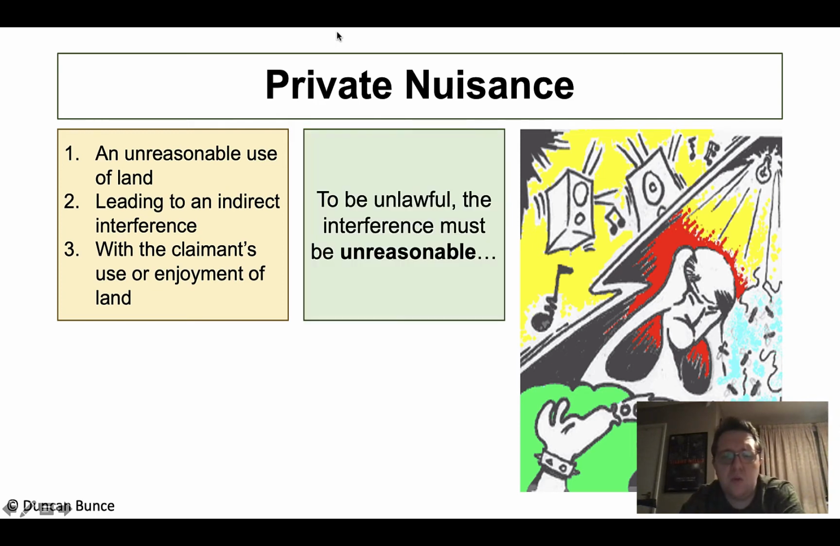And just to show as well, in textbooks and so forth, it may refer to this as an unlawful act by the defendant, but remember, we're not dealing with criminal law, this is not crime, so it really simply means unreasonable.